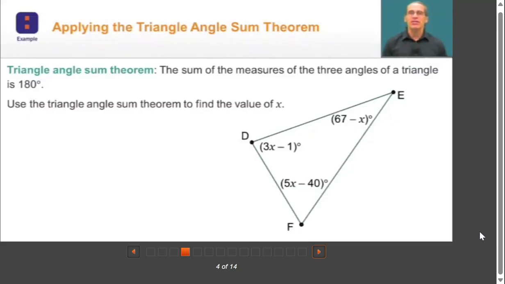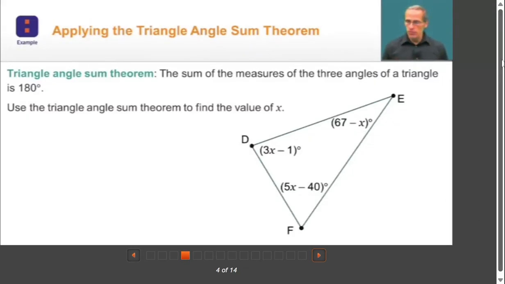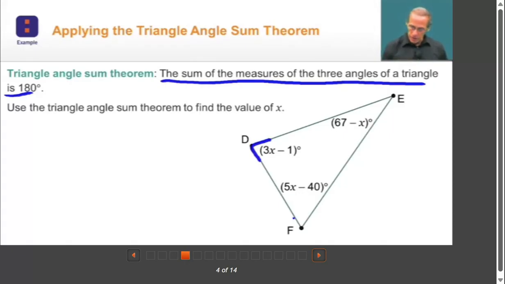We can now formally state the theorem we just proved, and we can use it to find the value of x. The triangle angle sum theorem states that the sum of the measures of the three angles of a triangle is 180 degrees. So this theorem says that the sum of the measures of the interior angles, angle EDF, angle DFE, and angle FED, will equal 180 degrees.